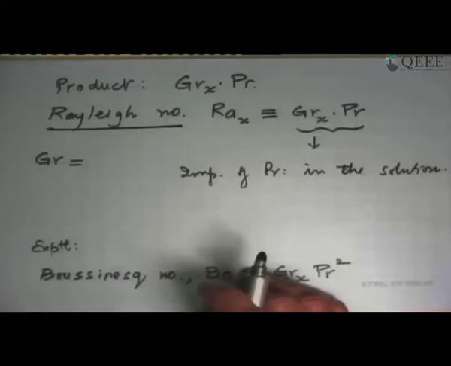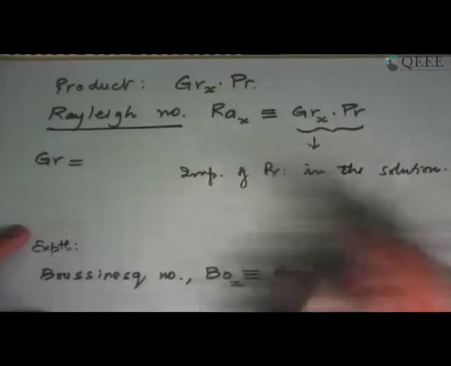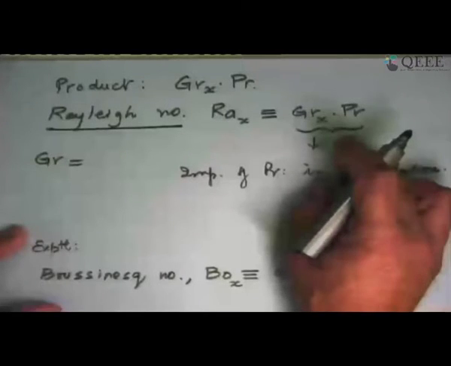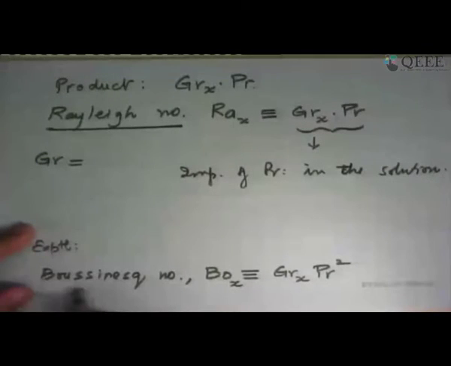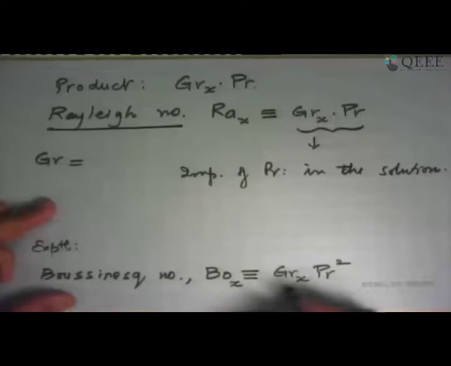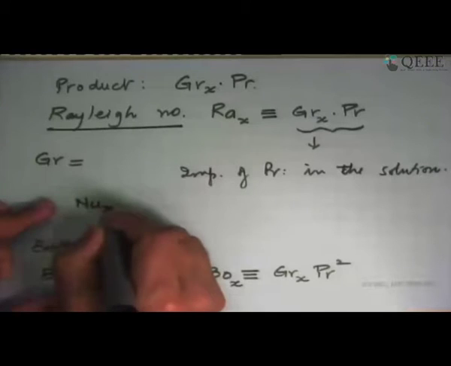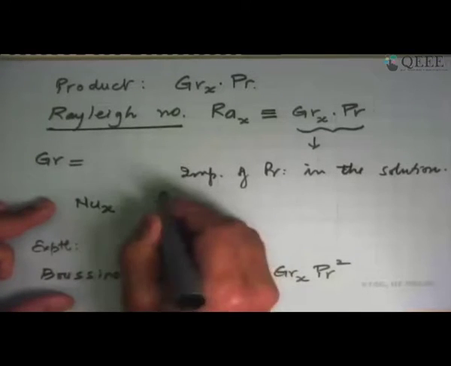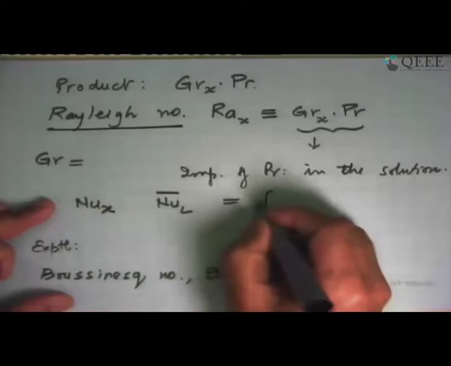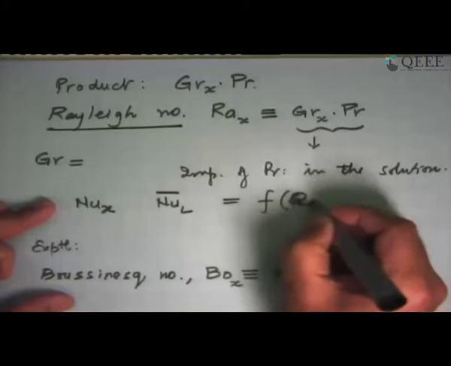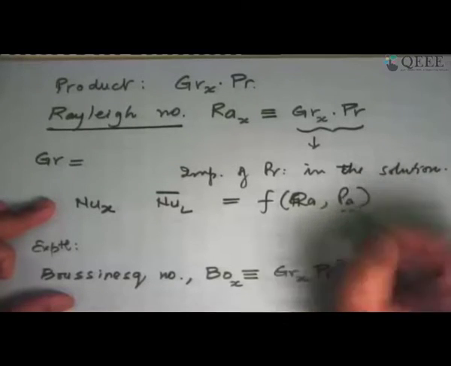When a lot of people did measurements and tried to fit a correlation to that experimental data, they found that this product doesn't work very nicely. So they defined a new number, the Boussinesq number, defined as the Grashof number multiplied by the square of the Prandtl number. The reason is that the average Nusselt number, Nu_L bar, is a function of the Rayleigh number and some weak dependence on the Prandtl number.